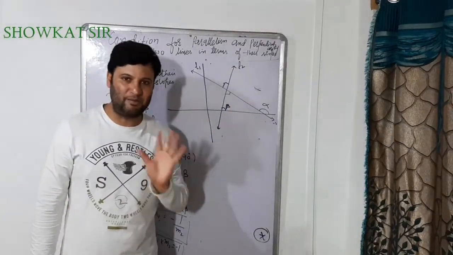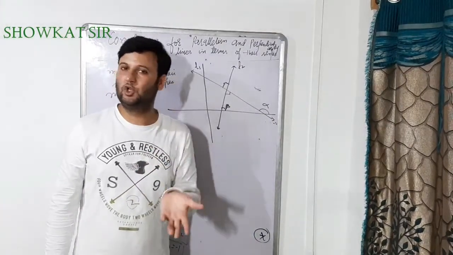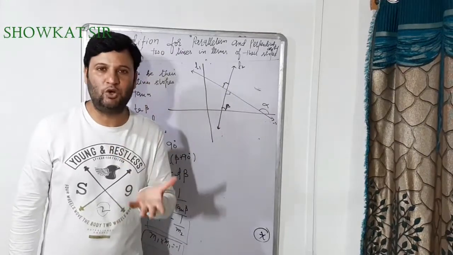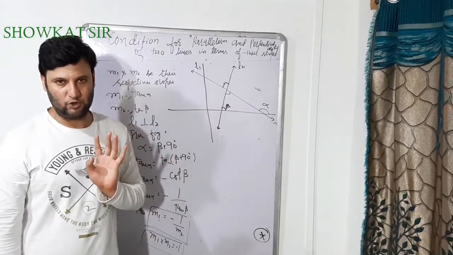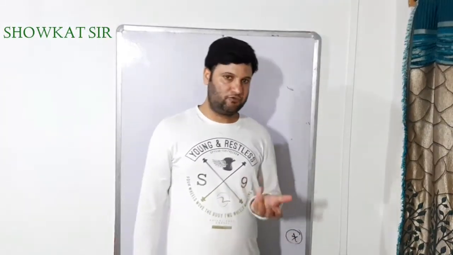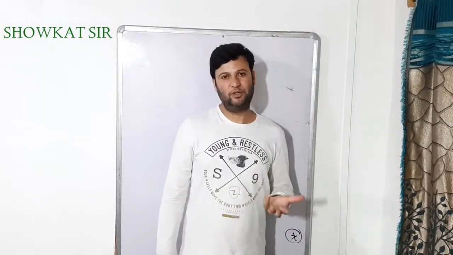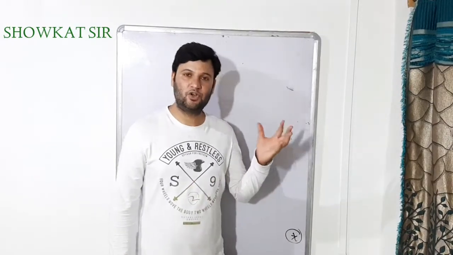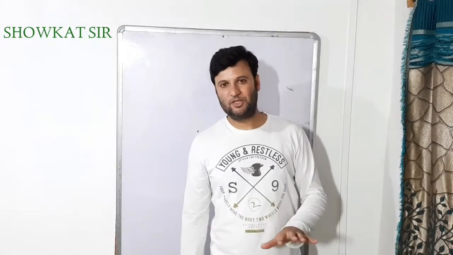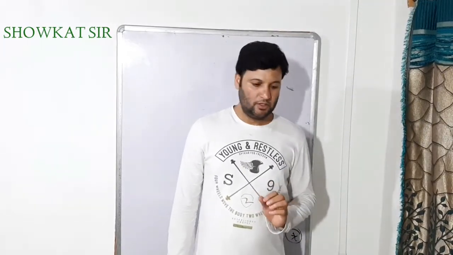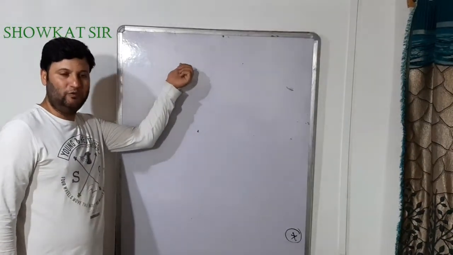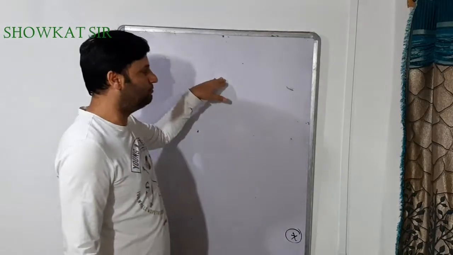Whenever two lines are perpendicular, the product of their slopes is equal to minus 1. If the product of the slopes of two lines is equal to minus 1, then the two lines are perpendicular. So this was the condition for parallelism and perpendicularity of two lines. When two lines are parallel, slopes are equal. When two lines are perpendicular, the product of their slopes is equal to minus 1. Now, we will discuss angle of intersection. We will determine the angle of intersection between two lines.